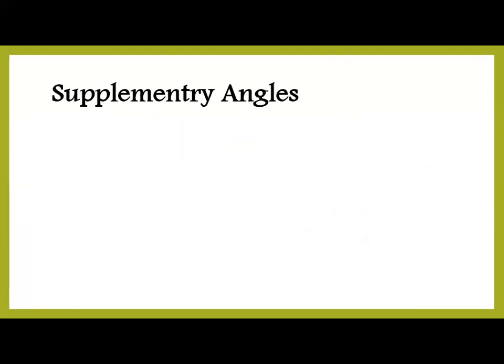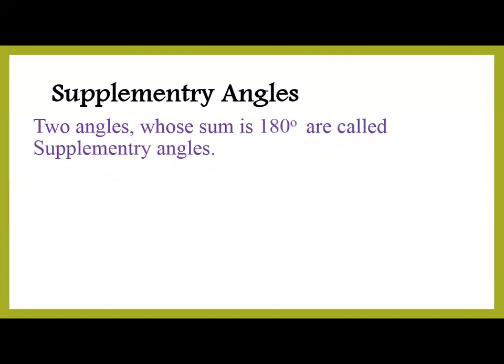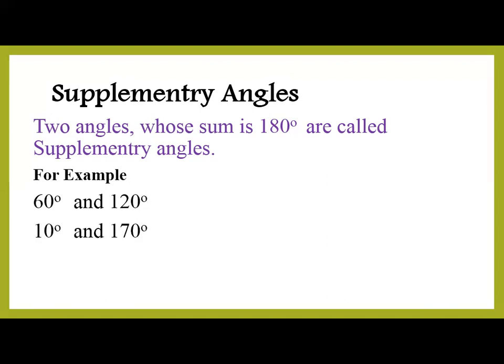Now let's move towards supplementary angles. It's the same as complementary, which is, two angles whose sum is 180 degrees are called supplementary angles. In complementary, I told you that if the sum comes to 90, they are complementary, but if you are getting 180, then you can say that the angles are supplementary. Some examples. Example 1 is 60 and 120, because when they are added they will give you 180 degrees. 10 and 170, and the third one is 125 and 55.